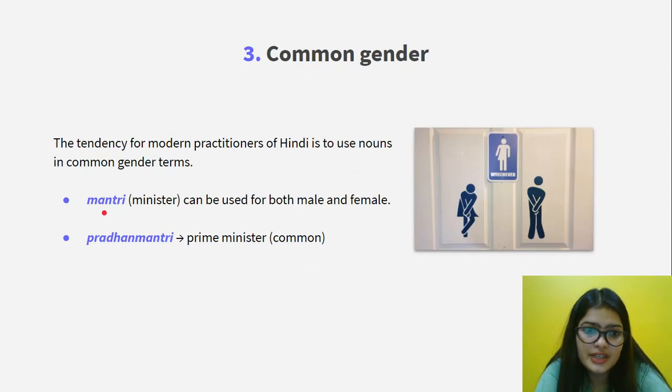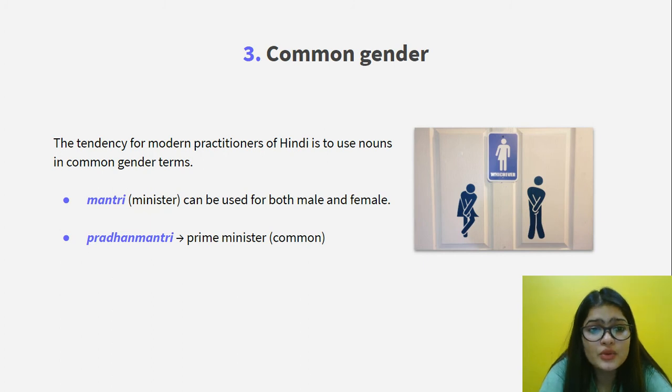Third, common gender. The tendency of modern practitioners of Hindi is to use nouns in common gender terms. Mantri can be used for both male and female. Pradhan Mantri, which is common again, is used for both a male prime minister as well as a female prime minister.